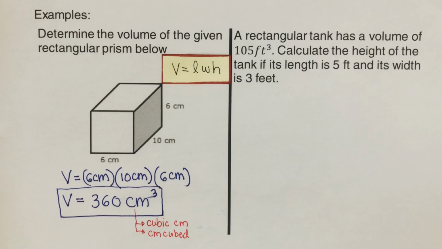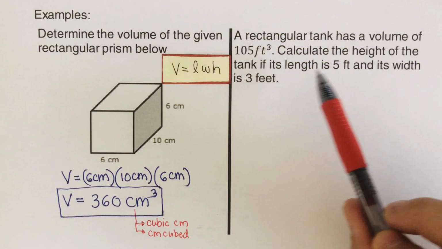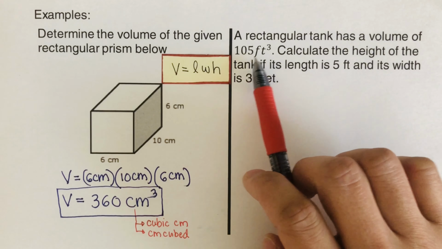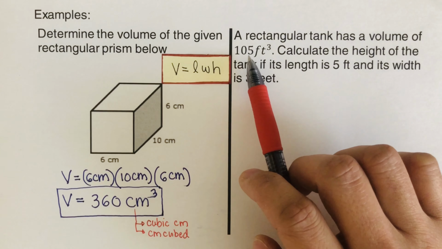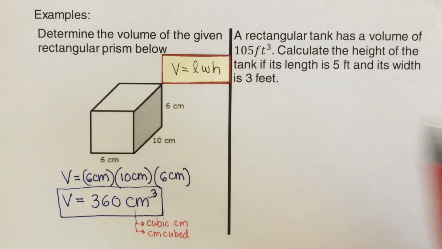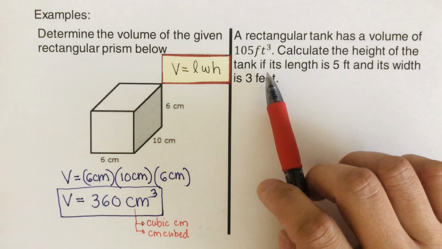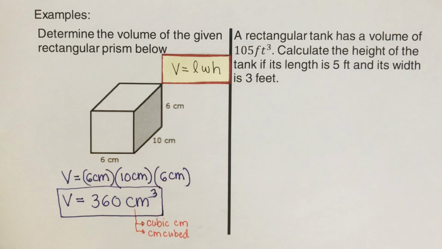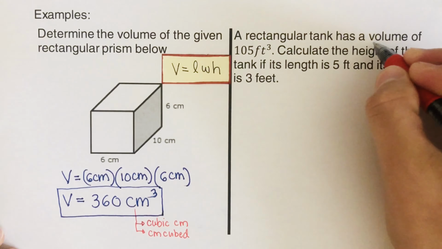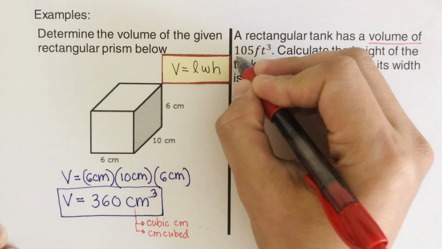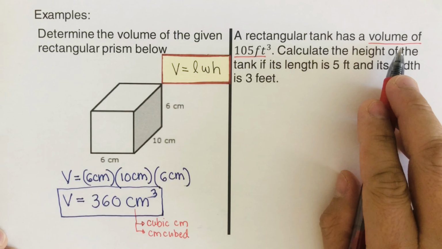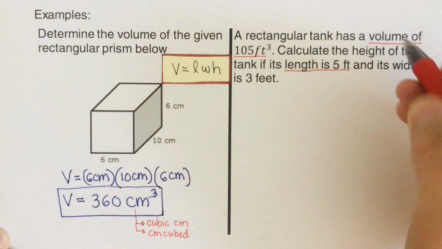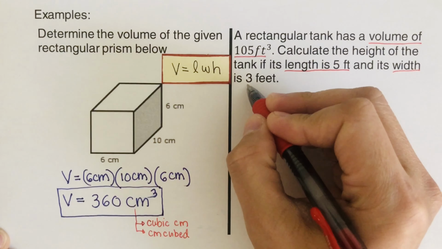In this problem, we are given that the volume of the rectangular tank is 105 cubic feet, which can be read again as 105 feet cubed. Calculate the height of the tank if its length is 5 feet and its width is 3 feet. From here, we can label the given parts. The volume is 105 cubic feet. The length is 5 feet and the width is 3 feet.